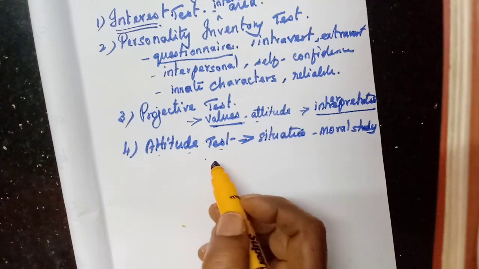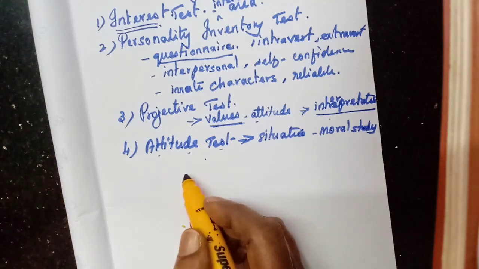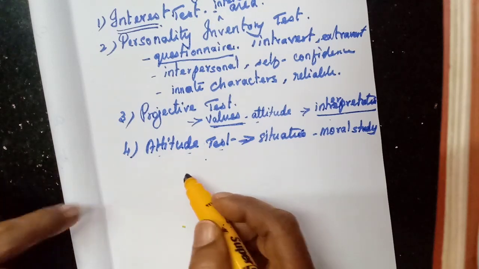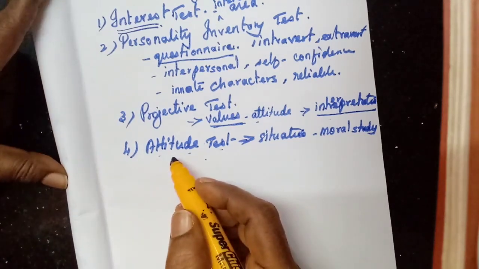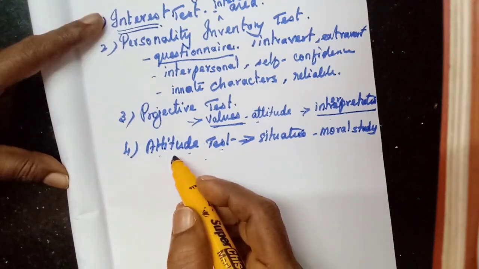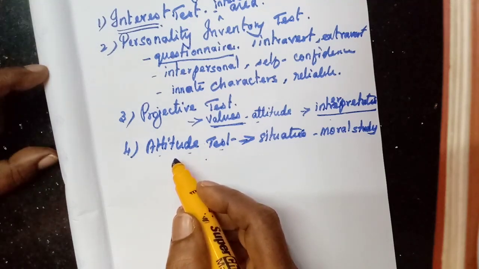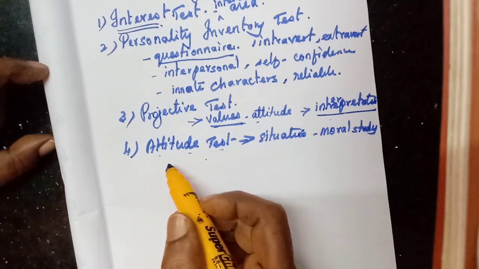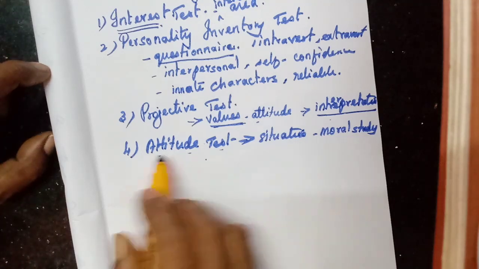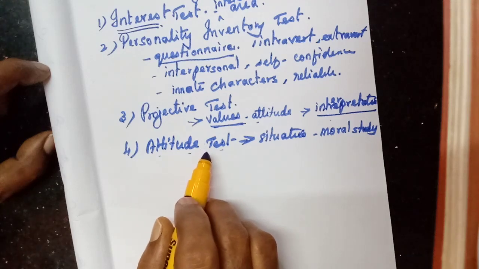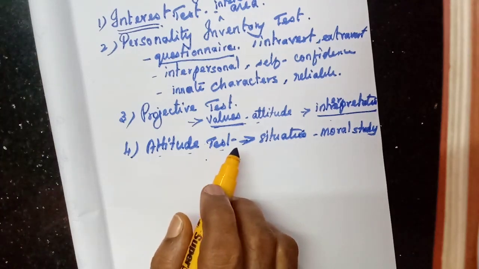Then we will learn the interview in the next class. Okay, students, those are the four types of the personality test. The remaining, the aptitude test, that ability test, we have studied, and the personality test we have learned. The next, the interview, will be studied in the next class.